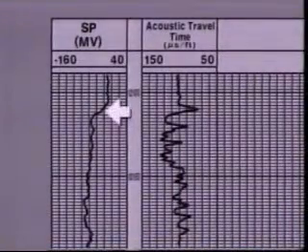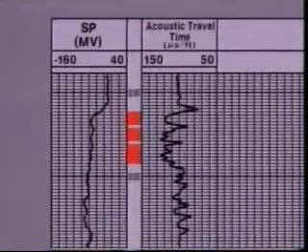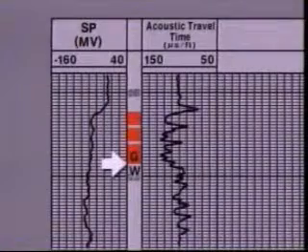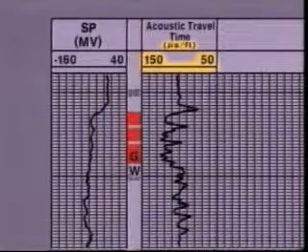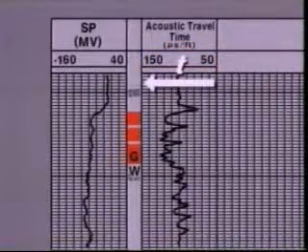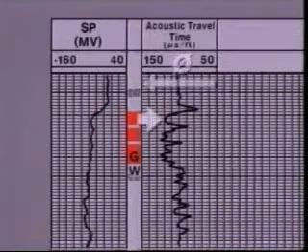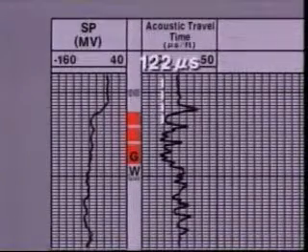The top of the sand body is defined by deflection of the SP curve here at 12,112 feet. From other data we have determined that gas occurs in 3 porosity zones, and that a gas-water contact exists here at 12,142 feet. The acoustic log is scaled from 50 microseconds per foot to 150 microseconds per foot. Since travel time increases to the left, porosity also increases to the left. Here in the effective gas column, we read a travel time of 122 microseconds.